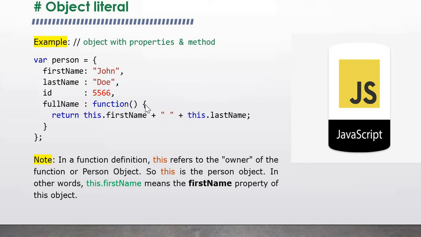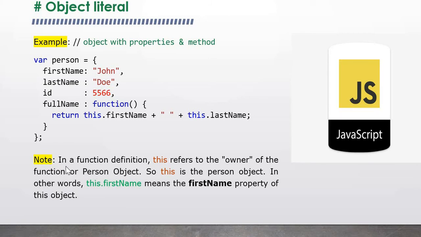And then there are curly braces, the body of the function, and we're saying return this.firstName, then plus for concatenation, and there is a space, and then we say this.lastName. So with this first name plus last name, we're returning it through this function. And the key of the function is fullName. And this is the final closing bracket for our object.